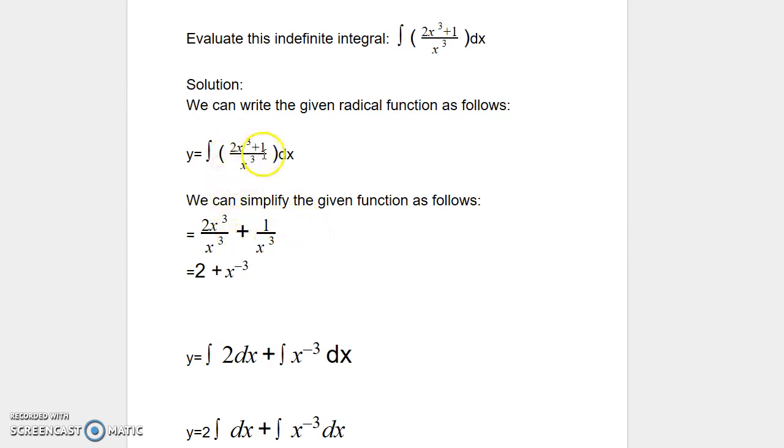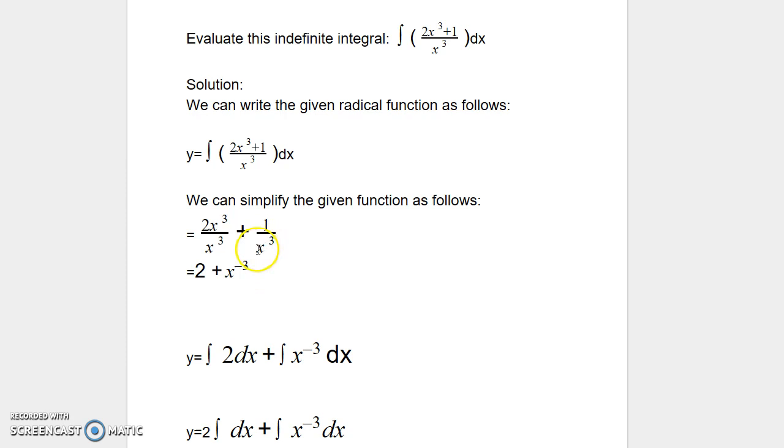So we're going to take 2x cubed plus 1 divided by x cubed and simplify it. Since the denominator is the same for the numerator terms, we're going to write the denominator for each one of the terms in the numerator like this: 2x cubed divided by x cubed plus 1 over x cubed. Since in the first term we have x cubed and x cubed, those cancel out, leaving us with just 2 plus 1 over x cubed, which I can write as x to the power of negative 3.